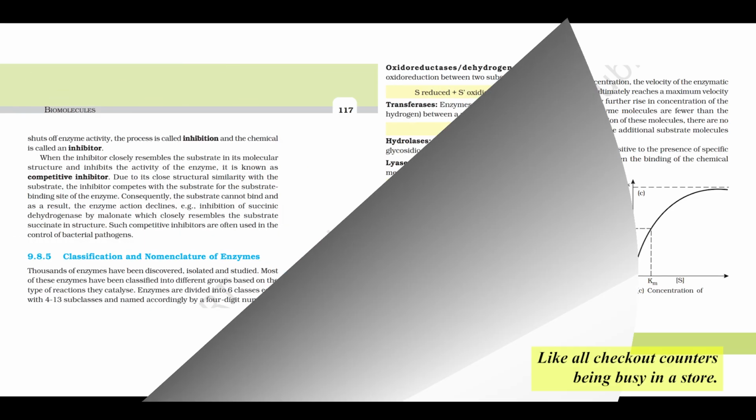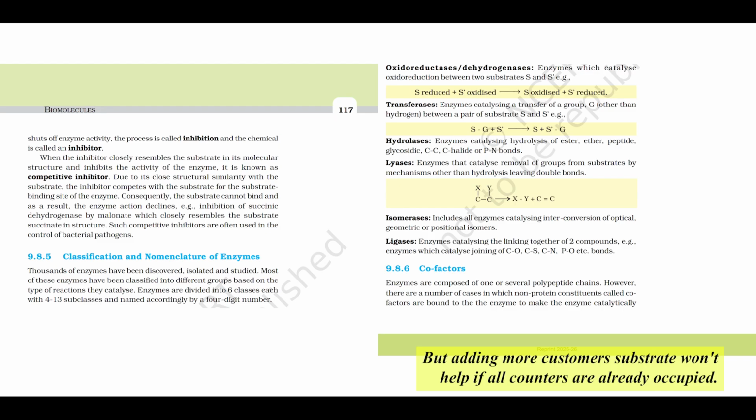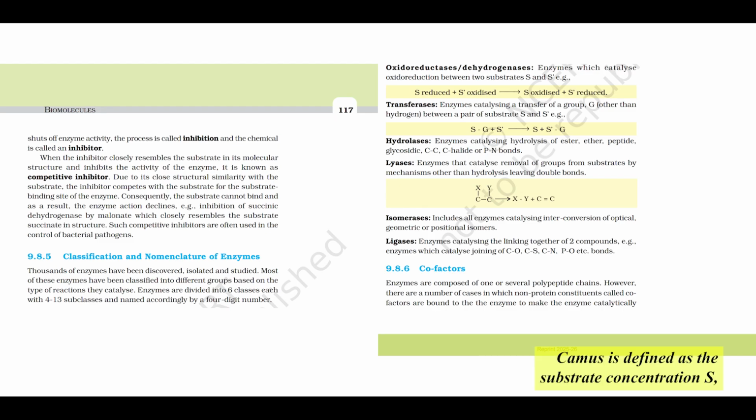The enzyme is saturated, like all checkout counters being busy in a store. Exactly. Opening more counters, adding more enzyme, would increase the overall rate, but adding more customers, or substrate, won't help if all counters are already occupied. Now, there's a value related to this curve called Km, the Michaelis constant. Km is defined as the substrate concentration, S, at which the reaction velocity is exactly half of Vmax, Vmax/2. Km is a measure of the enzyme's affinity for its substrate.